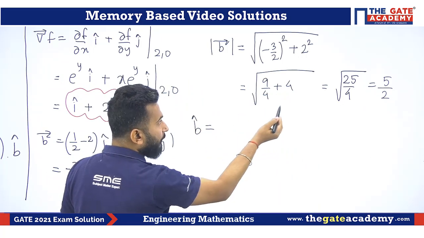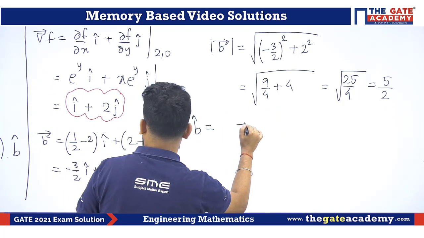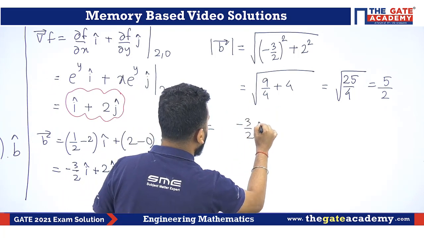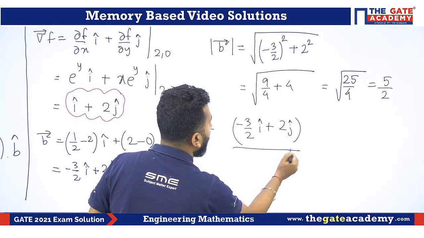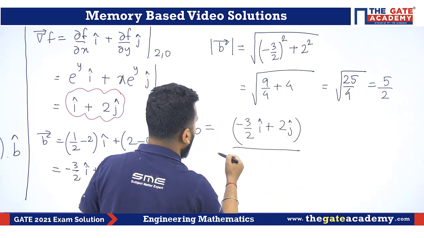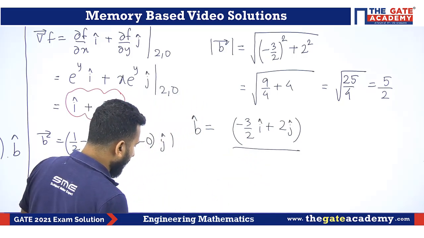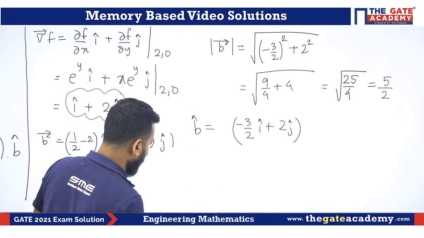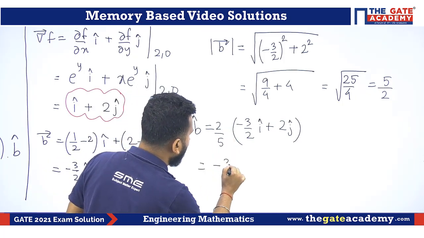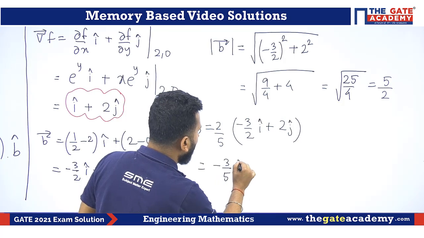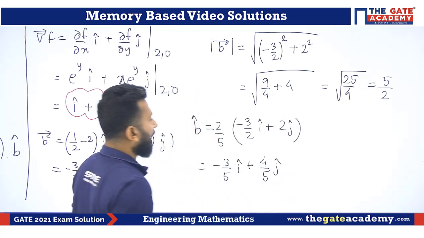What is the B unit cap? You need to divide it by the mod. So what is the vector? My vector was minus 3 by 2 I cap plus 2j cap, and you need to divide it by 5 by 2. 5 by 2 means 2 by 5. So it is coming out to be minus 3 by 5 I plus 4 by 5 j.